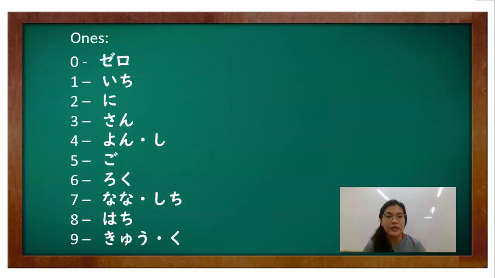So generally, yon is used, but sometimes shi is an alternative in some cases. Okay, same as 7 and 9, nana and kyu is the general form, but there are times that they use shichi or ku. Okay, so it's important to memorize those parts. Okay, now let's proceed to the next one.